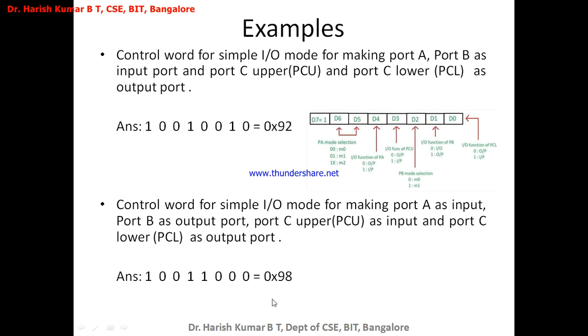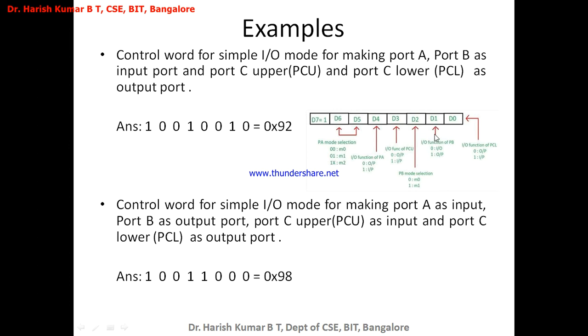And similarly I have one more example here. Write control word for simple IO mode for making port A as input, port B as output port, port C upper as input port, and port C lower as output port. Observe here. Now port C lower, what do I have to do? I have to make it as output. So I have made it as 0.